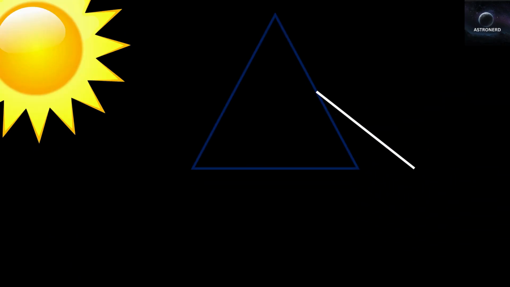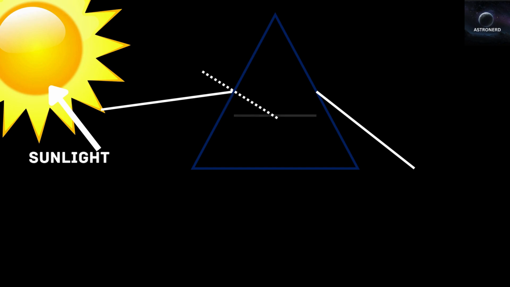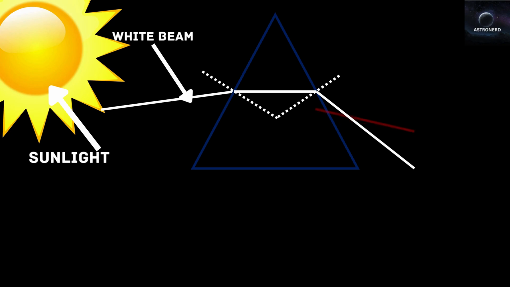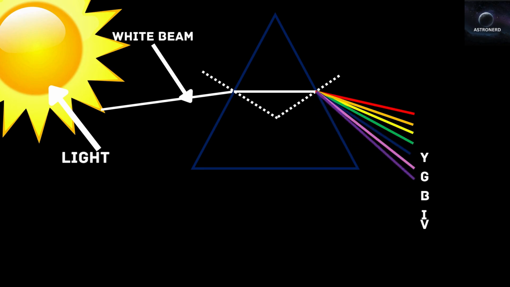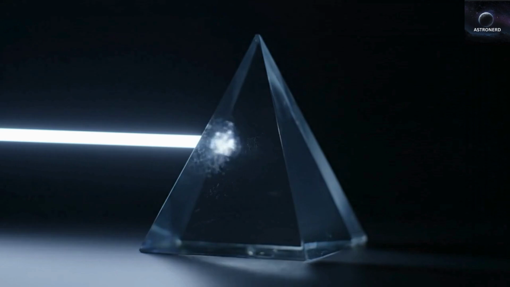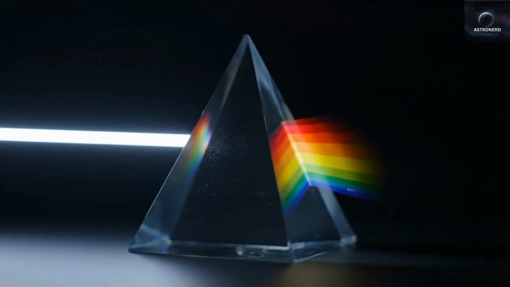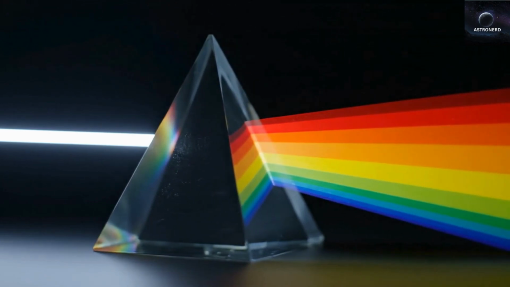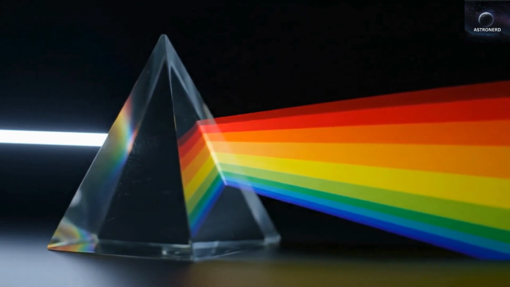Let's begin with sunlight. When we look at the sun, its light appears white. So let's draw a beam of white light. Now, here's something important. White light is not a single color. It is actually a mixture of many colors. You can see this during a rainbow, or by passing sunlight through a prism. The white light separates into red, orange, yellow, green.